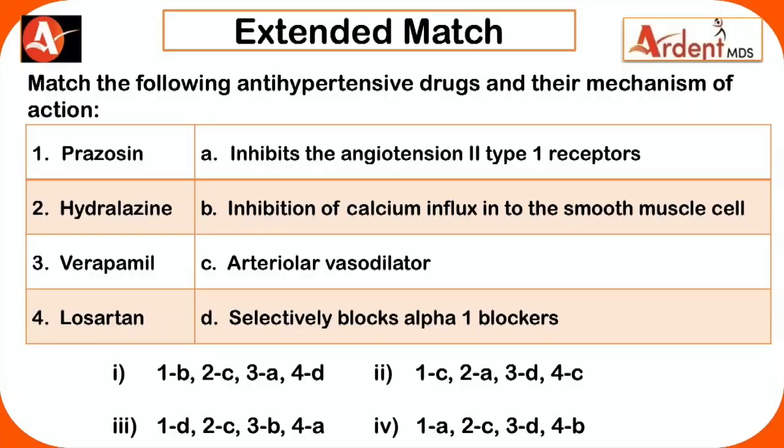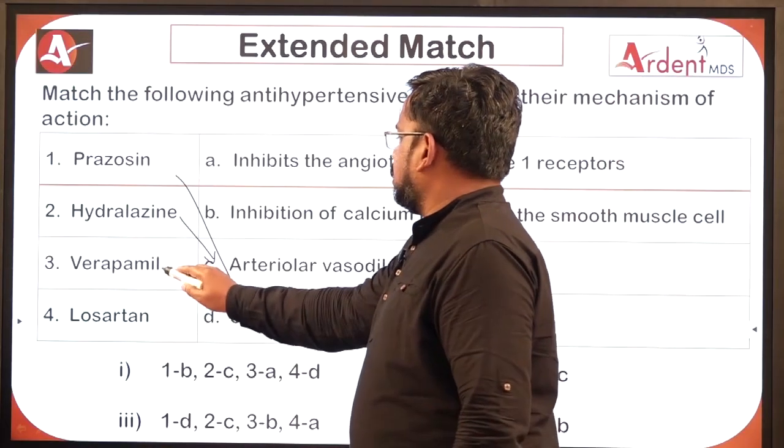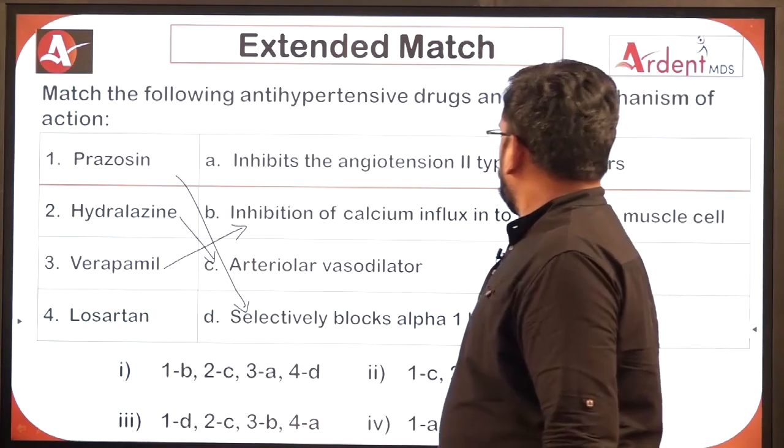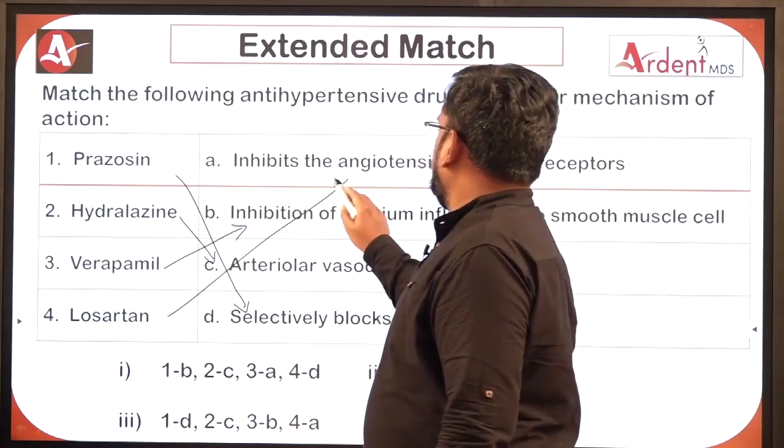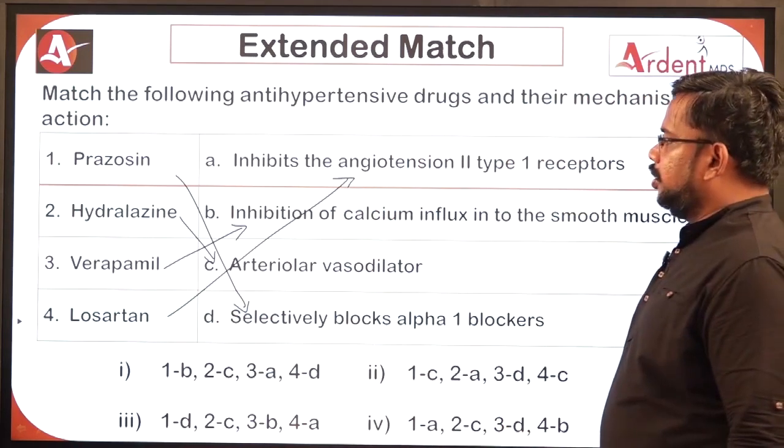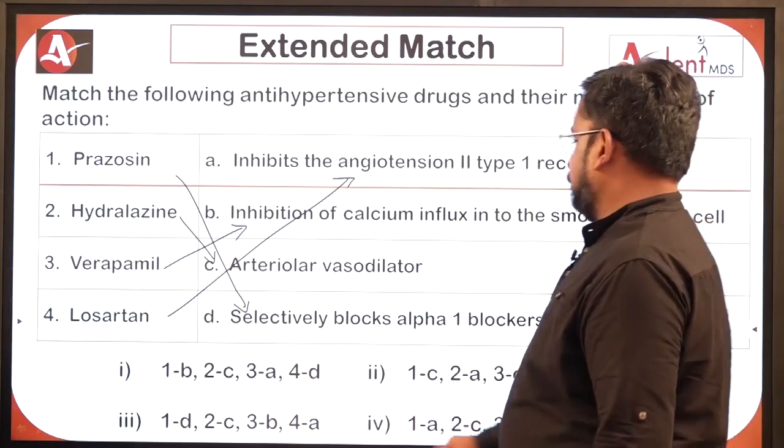Coming to the second one, match the following antihypertensive drugs and their mechanism of action. Number one, prazosin. Prazosin selectively blocks alpha 1 receptors. Yes, it is an alpha 1 blocker. What about hydralazine? Hydralazine is an arterial vasodilator. Verapamil, calcium channel blocker. Losartan, angiotensin receptor blocker. So the answer is the third option.